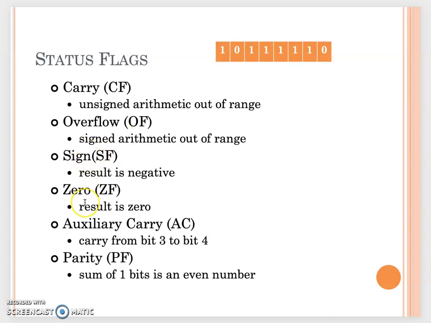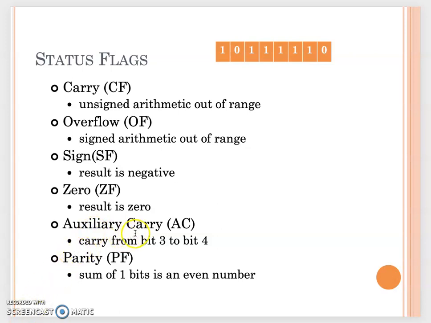The next one is the zero flag. The zero flag is the same thing. Remember, all the status flags will be updated after each instruction. So after your instruction, if your result is 0, the zero flag will be set to 1.